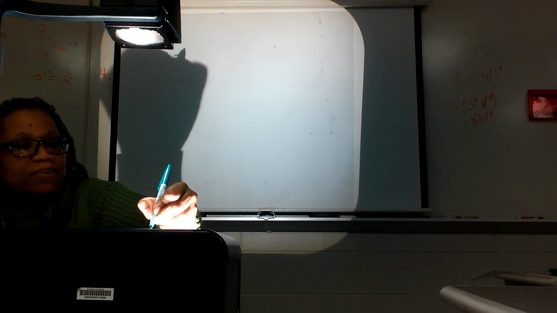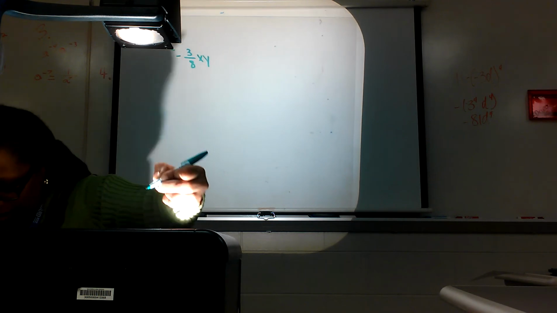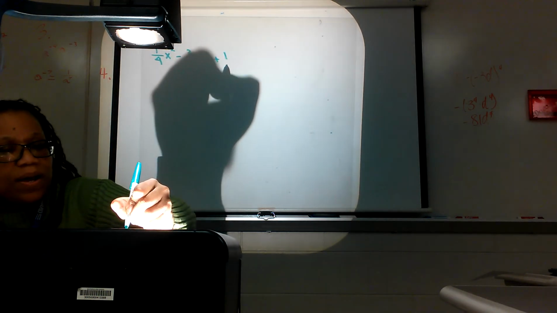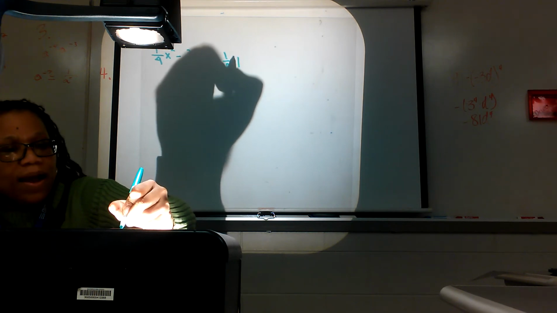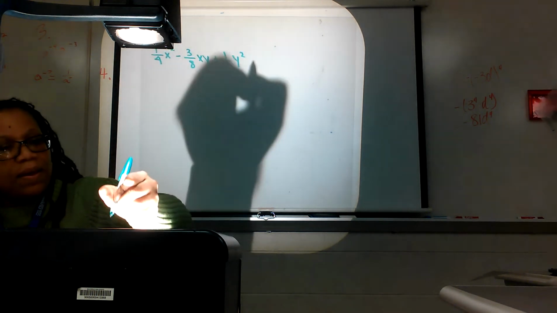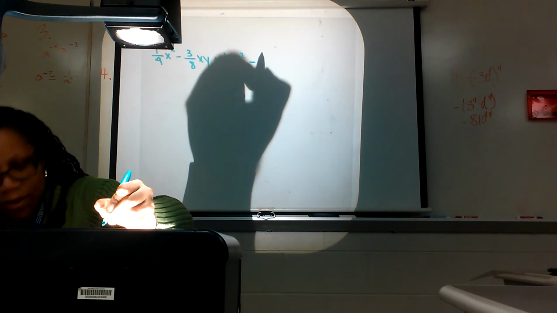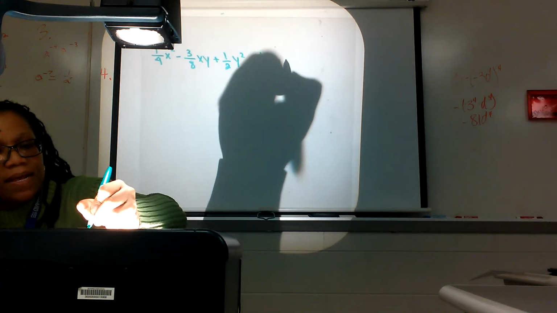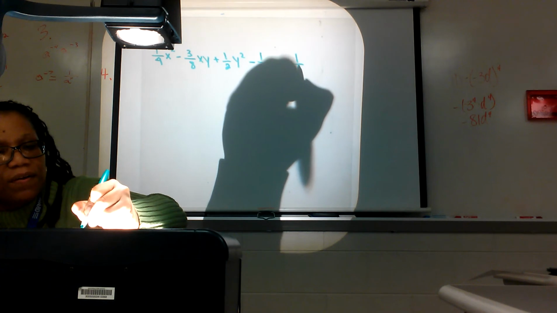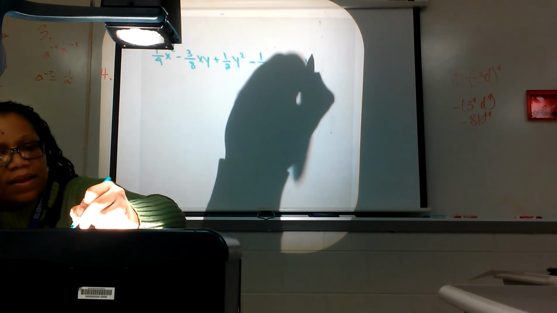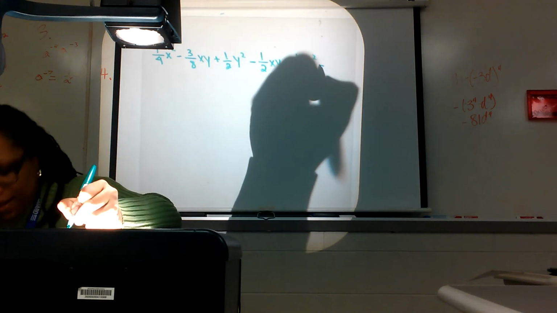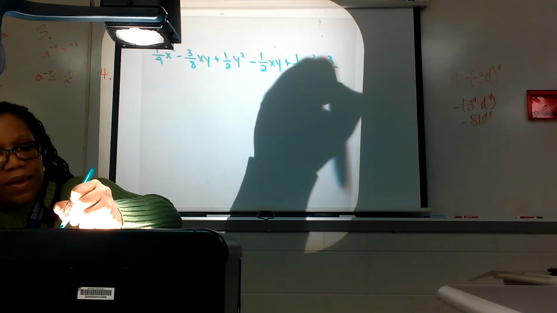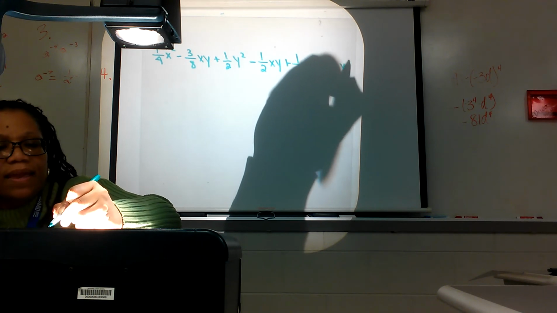It saves time at this point. Okay, we have 1/4 x squared minus 3/8 xy plus 1/2 y squared minus 1/2 xy plus 1/4 y squared minus 3/8 x squared.